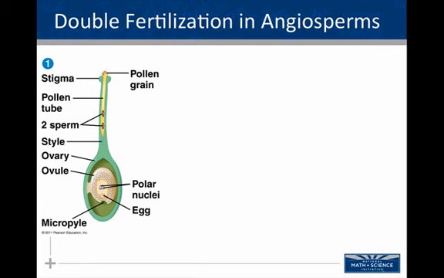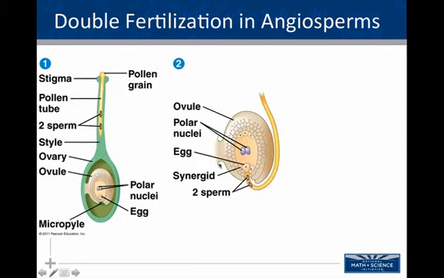If this pollen grain germinates, it's going to start growing mitotically down. It's going to grow this pollen tube, and I want you to pay special attention to these 2 sperm that are coming down with that. The pollen tube is going to discharge the 2 sperm into this female gametophyte called the embryo sac within this ovule.